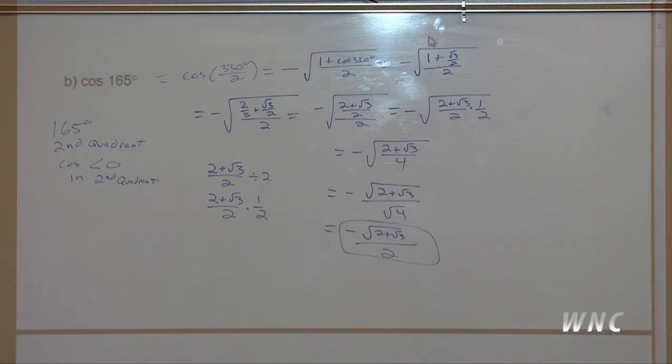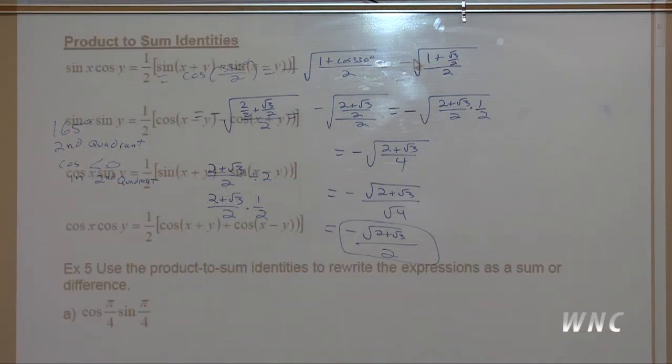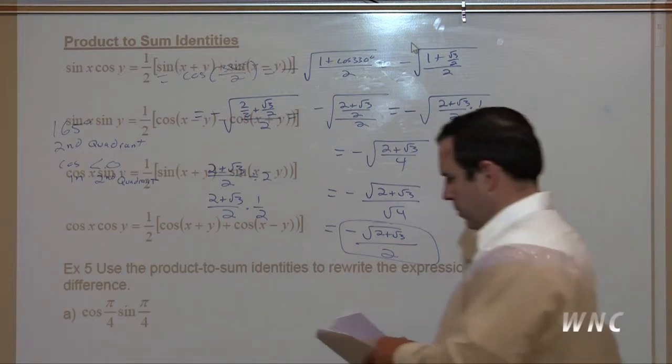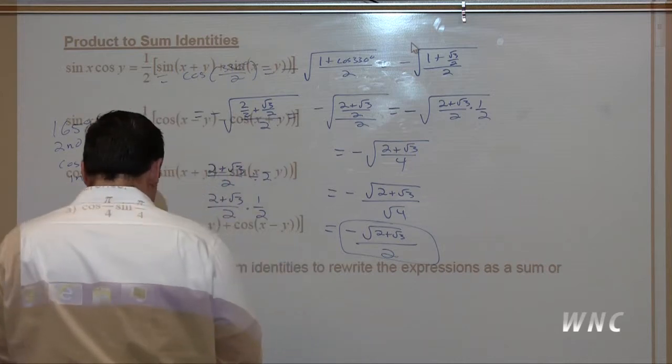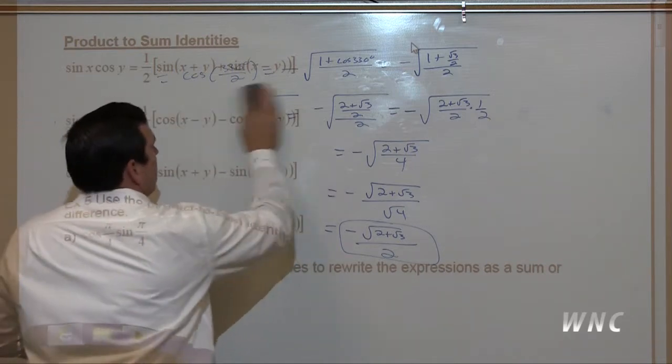Okay, feel free to pause. Our next part is product to sum identities. Product to sum: if you have a product of two things, you can make it into a sum. And then we'll see some of the product identities in the next part.